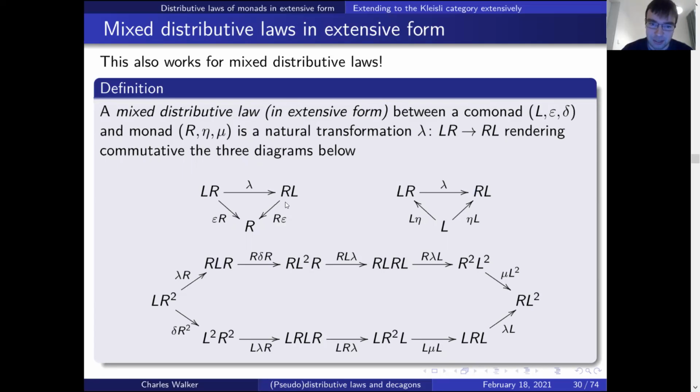So again, in the mixed case, we have two triangles and some decagon axiom. And this is equivalent to the usual definition. Actually, in the mixed case, it's a bit more complicated somehow. The decagons still show up, but they show up a bit less nicely.